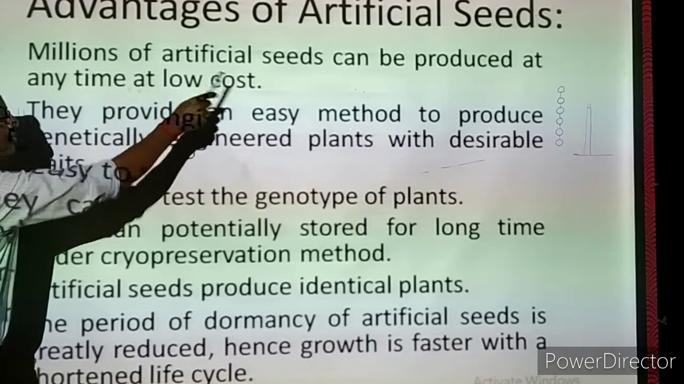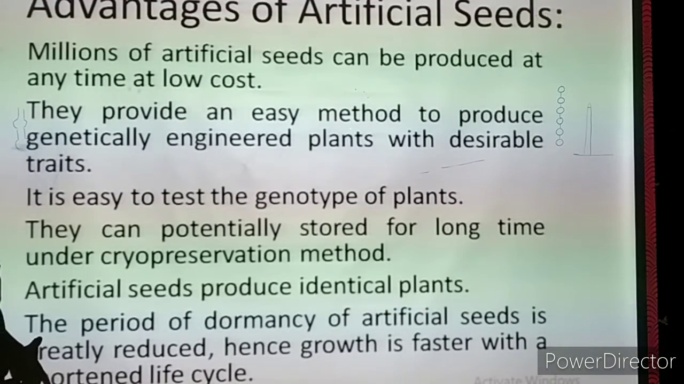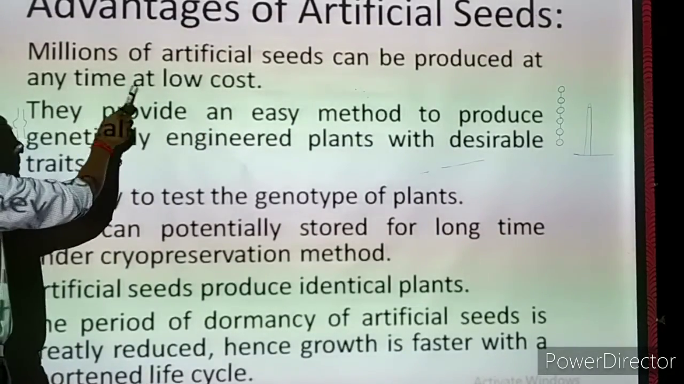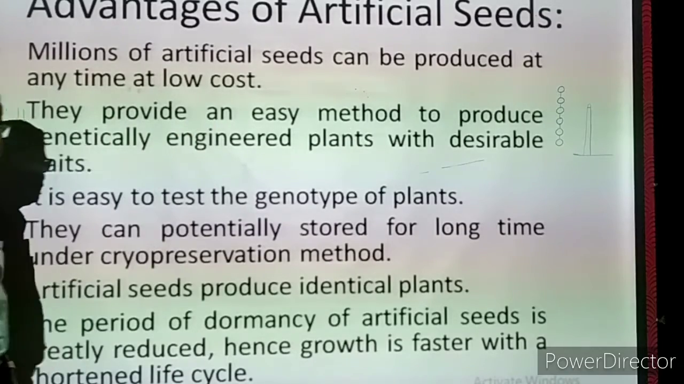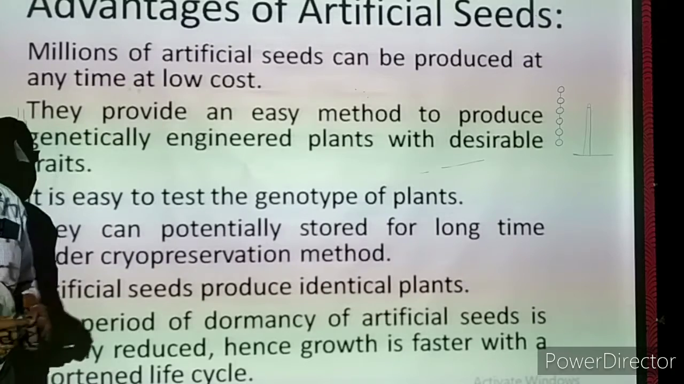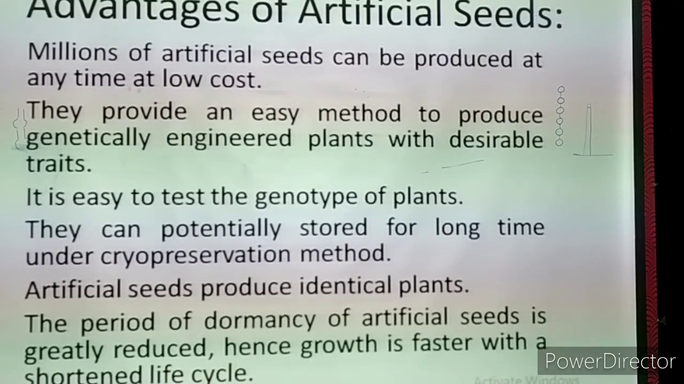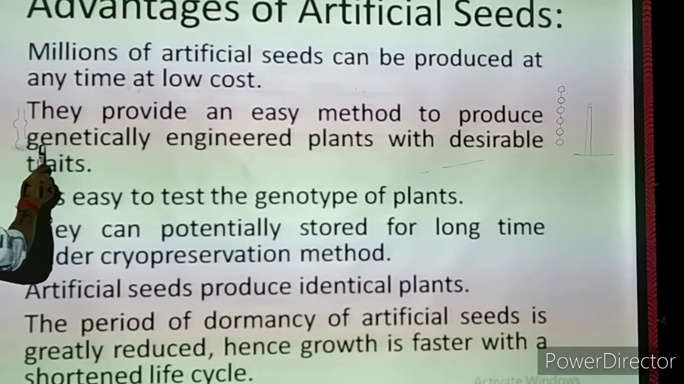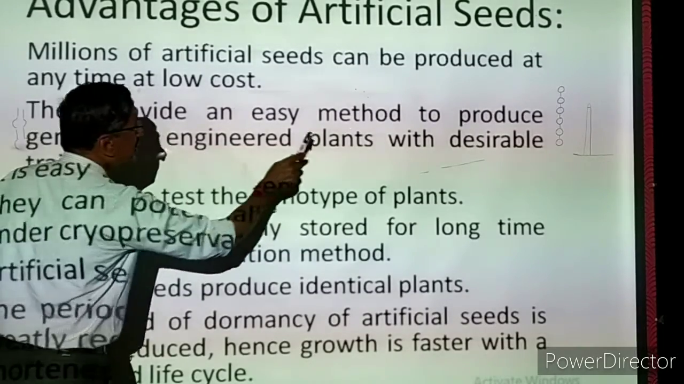Millions of artificial seeds. That means we are not developing a few seeds. Millions and millions of artificial seeds can be produced at any time at low cost. That means the expense is very, very low, but we can produce millions of artificial seeds. They provide an easy method to produce genetically engineered plants.